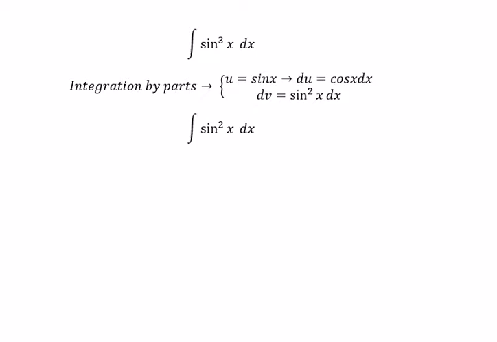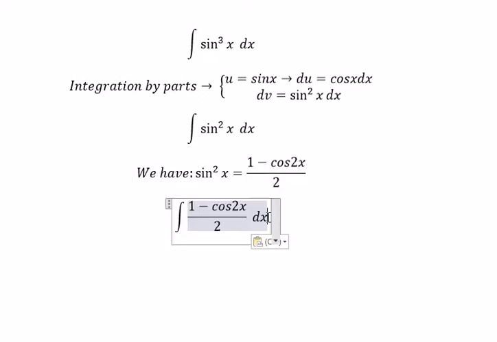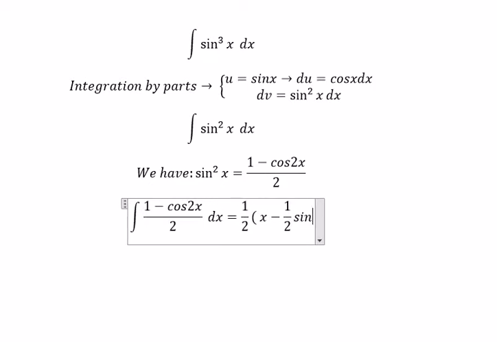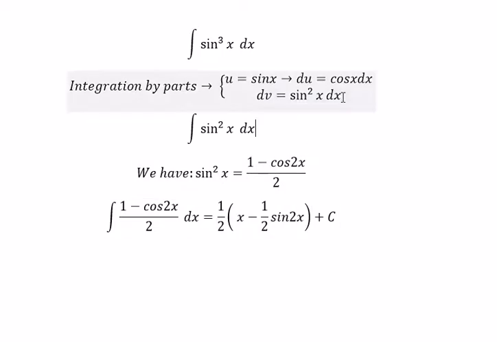We have sine squared s equals 1 minus cosine 2s over 2. So we put this one in here and we put 1 over 2 outside. The integral of number 1 you get s. The integral of negative cosine 2s you get negative 1 over 2 sine 2s. So we put this one in here.